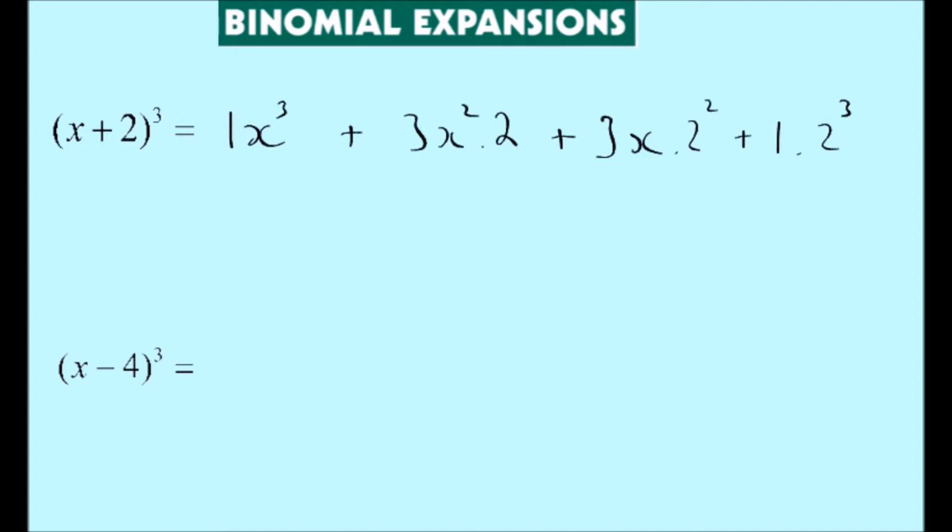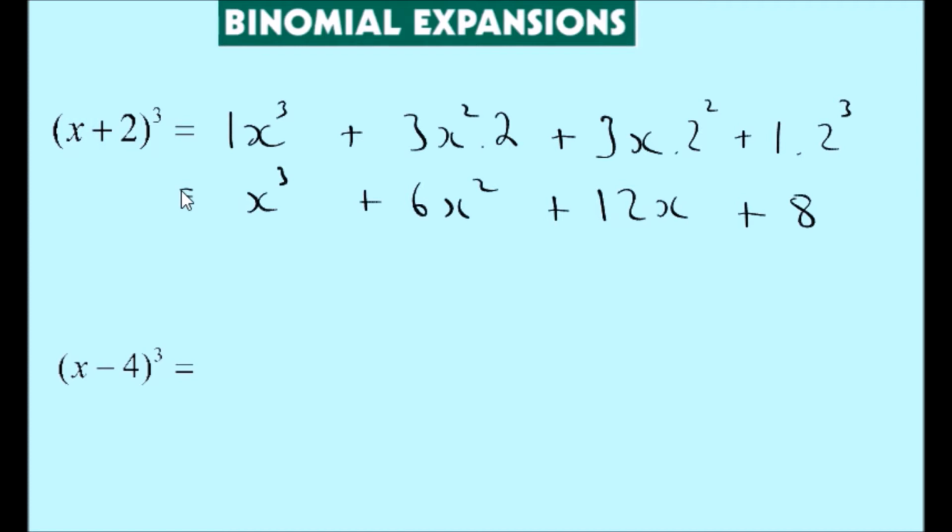And we can simplify that to get x cubed plus 6x squared plus 4 times 3 is 12x, and then plus 2 cubed is 8. So that is (x + 2) to the power of 3.